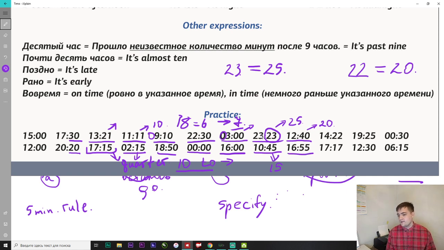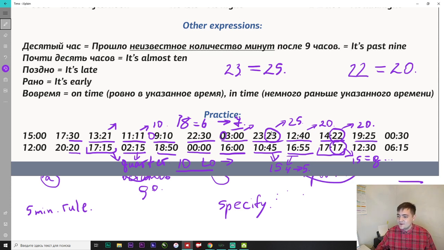Next we have 16:55. 16 means 4 o'clock, but the next hour is 5. So we say it's 5 to 5. Good. Next one, 14:22. Around this time we get 20 and we say it's 20 past 2. Let's get faster a little. I think it's clear. Next one, 17:17. We're around 15, and 15 is a quarter. So we say it's quarter past 5.